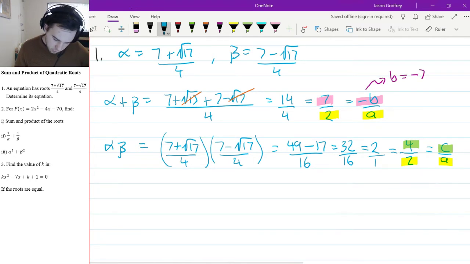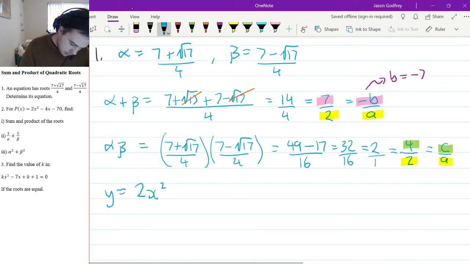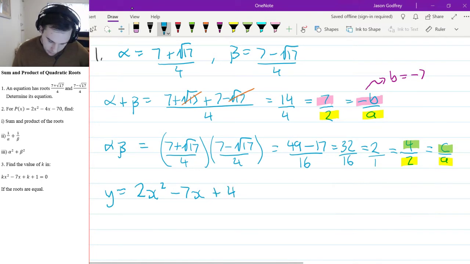So we've figured out that a is 2, b is negative 7, and c is 4. So they're all the coefficients. A is the coefficient of x squared in our quadratic, so we've got 2x squared. B is the coefficient of the singular term x, and then c is the constant term.